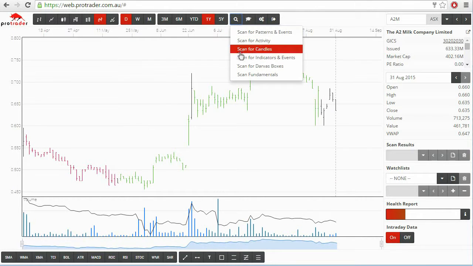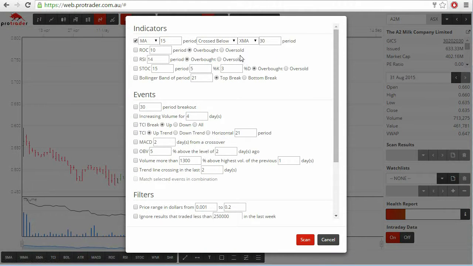In the Indicators and Events scanning section, you can customize your scan and you're able to scan for simple, weighted or exponential moving averages above, below or crossing another moving average. You can scan for the rate of change, relative strength index or stochastic oscillator being overbought or oversold, and you can scan for a break of a Bollinger Band.